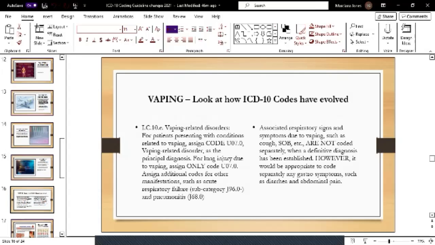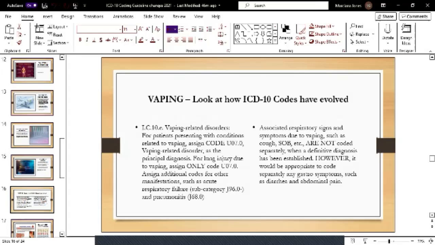Associated respiratory signs and symptoms due to vaping, such as cough, shortness of breath, are not coded separately. And that's what I was saying here. When the lung injury is due to vaping, you're going to code the U07.0 only. And you see here, associated respiratory signs and symptoms due to vaping, such as cough, shortness of breath, you're not going to code this separately when there's a definitive diagnosis that has been established. However, there are always exceptions.